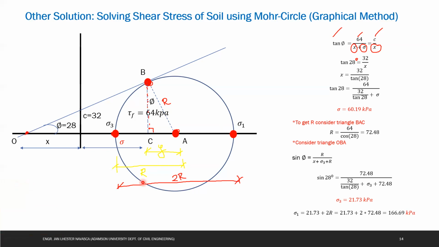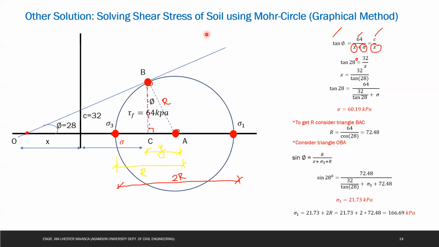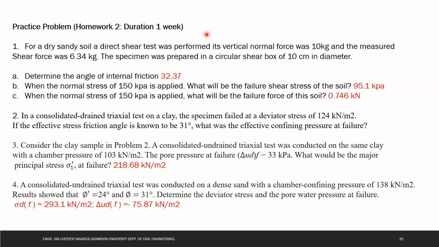Okay, so do you have any questions, guys? Okay, wala naman. Okay, so moving forward to our problems. So for the practice problem, this is homework 2. So duration is 1 week again.